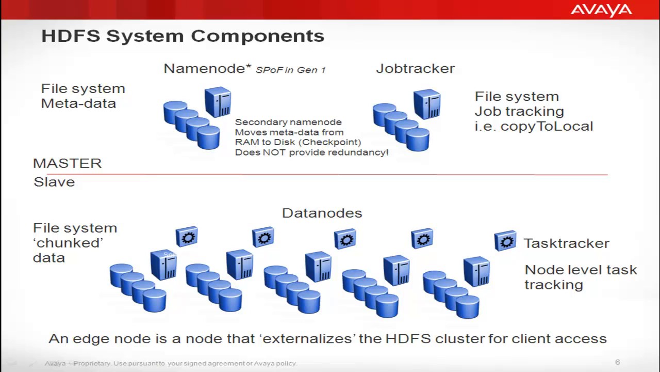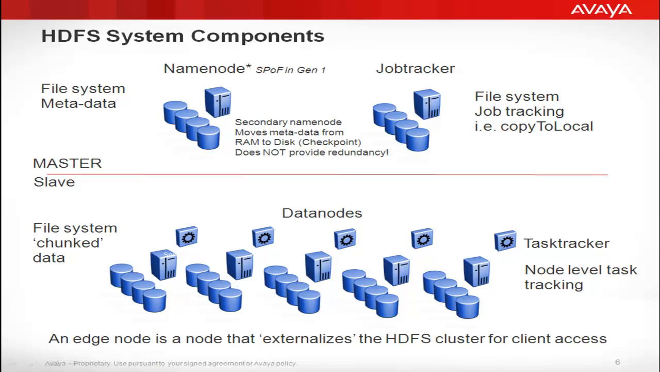In the slave role, there are data nodes. These are nodes that actually hold the data that resides within the HDFS cluster. In other words, the blocks of data that are mapped by the name node reside within these systems' disks. Most often, data nodes are direct attached storage and only leverage SAN to a very limited extent.